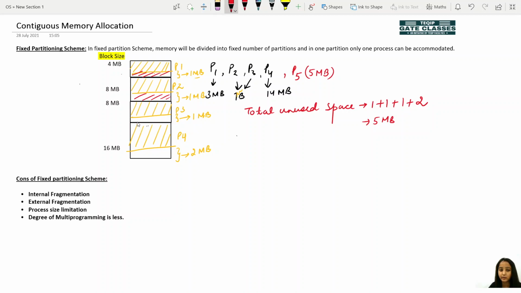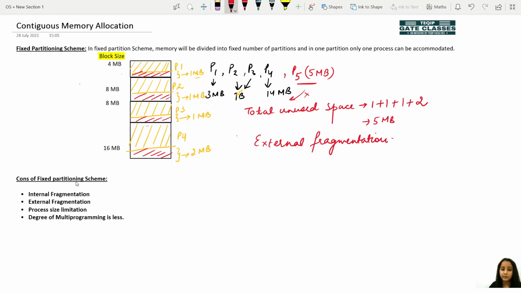Here some space is left, here some space is left, and here. So a total of 5 MB space is left. But I can't accommodate the process P5 of size 5 MB because the space is not available in a contiguous manner. So I can't accommodate P5 here. This problem is called external fragmentation.